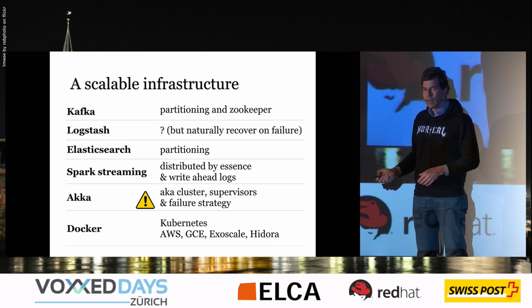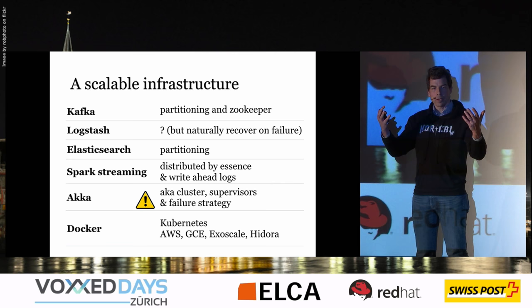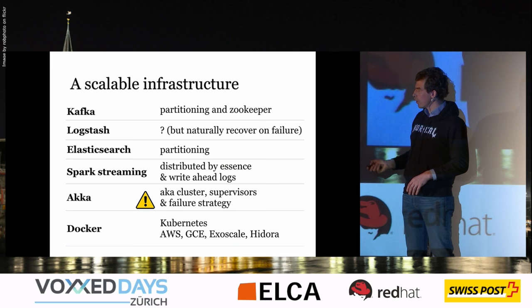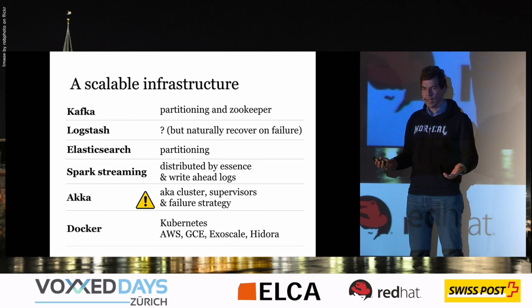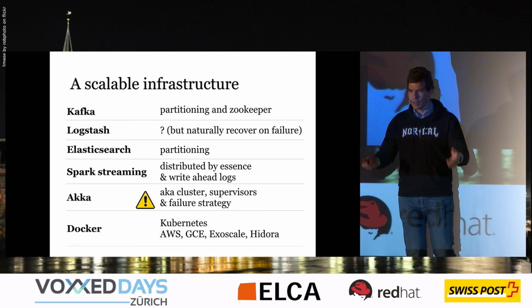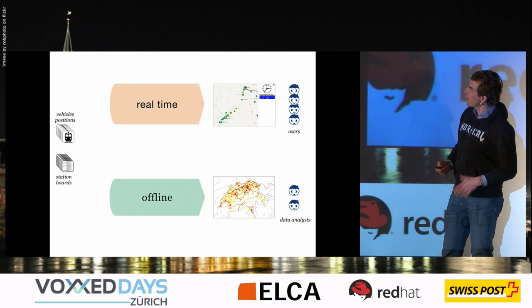We have orchestrators to multiply the different components, to have hot updates, recover from failures, and then you can distribute that on public clouds like Amazon or Google. We mainly used Amazon and Google for this demo, but if you want to put it more locally in Switzerland, just go to Exoscale or Hidora, or I don't know, there is a dozen cloud providers at least in Switzerland.